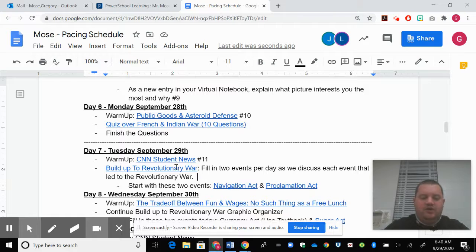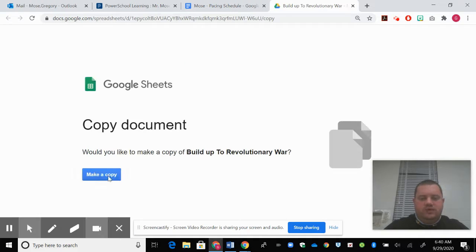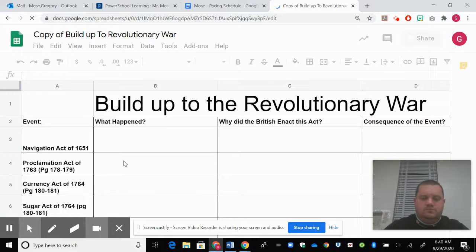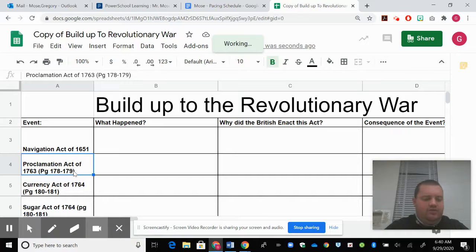Okay, and there's also, when you look at the chart and make a copy, I have page numbers that you can go to in your online textbook to look at these acts too. Okay, so if the video doesn't give you enough information, you can go in there and look it up in the textbook. Only one of them is in the textbook, the navigation acts. I couldn't find those in the textbook.